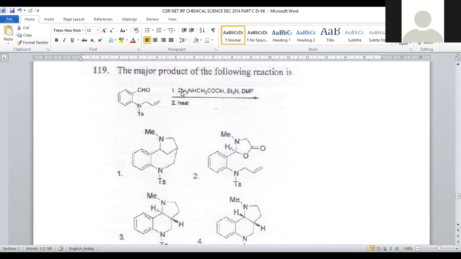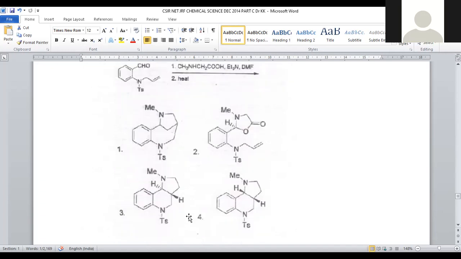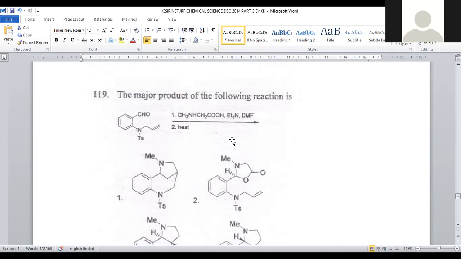So glycine having a methyl group on the nitrogen, so N-methyl glycine you can say, right? So here triethylamine, DMF: triethylamine is the base, dimethylformamide is the solvent medium. And upon heating, what will be the final product? We have to crack the mechanism.